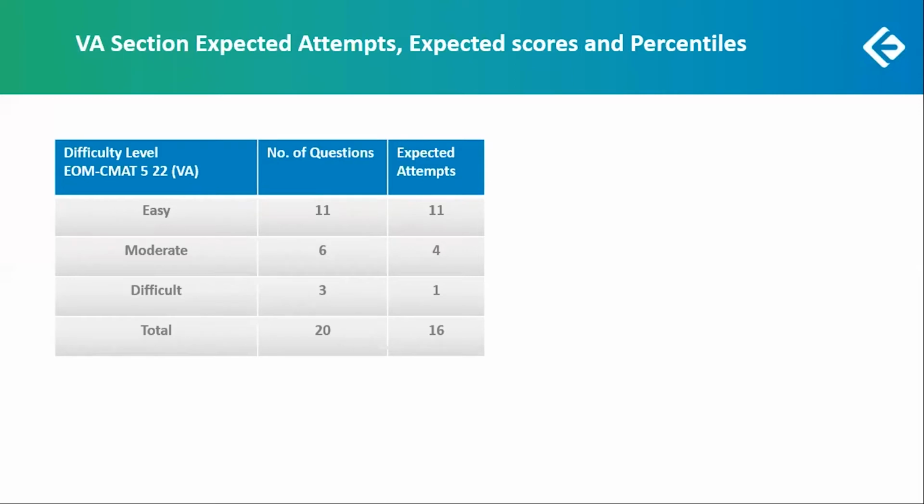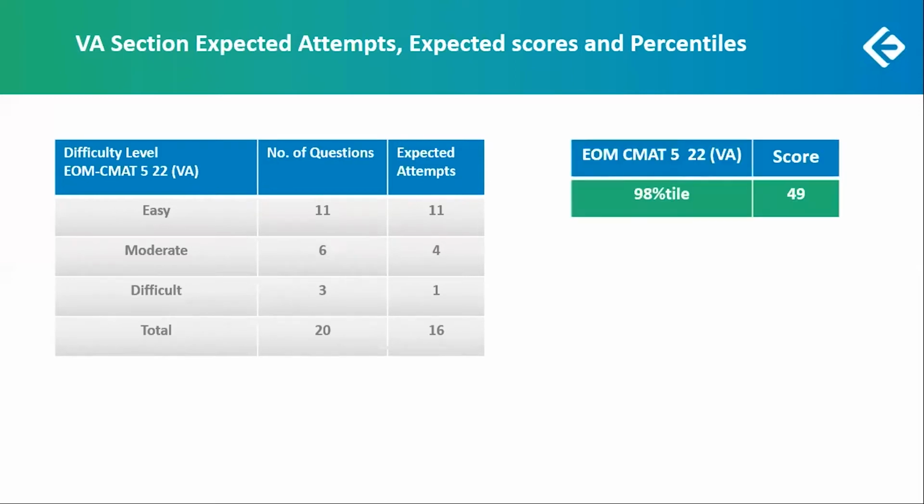So ultimately, we are looking at 15 to 16 attempts, and close to 80% accuracy, or just more than 80% accuracy with 16 attempts will lead you to 49 as the score, accounting for the negative marking. So we're looking at a 98 percentile score of 49 marks for this particular test.